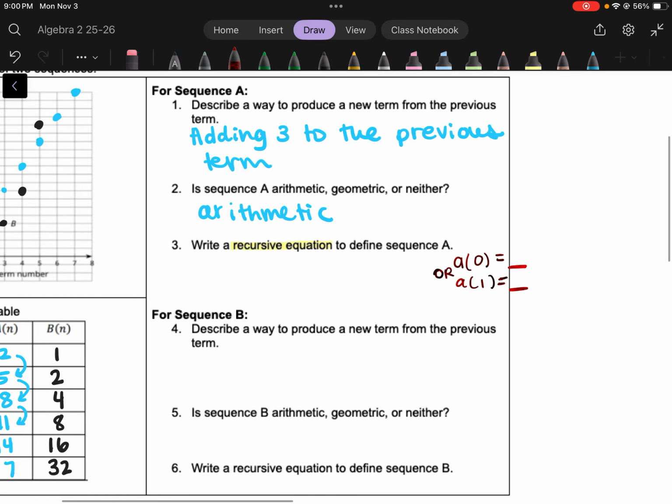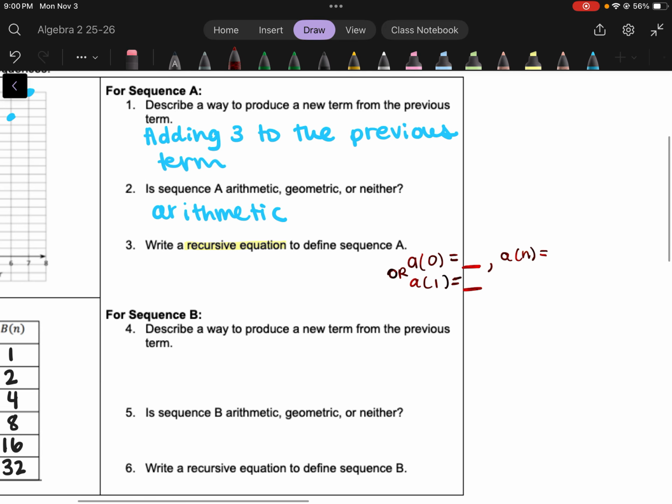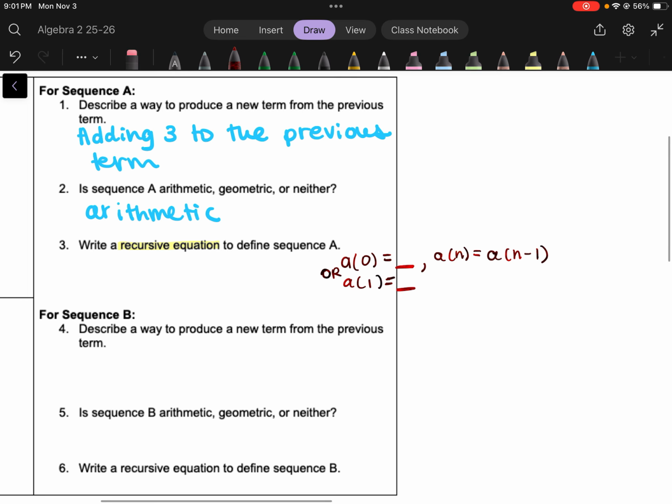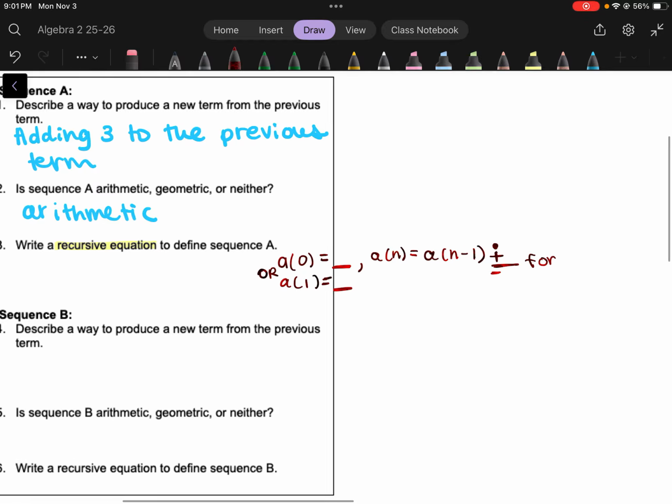And then you also list the nth term is the previous term. And then remember, it's either multiply, add, or sometimes we subtract. So again, that is dependent on what you're actually doing. So on this one, we're adding 3. So right there, we'll have a plus 3. And then you have to list the domain. So for n's, for 0, it'll be 1 higher, so 1.